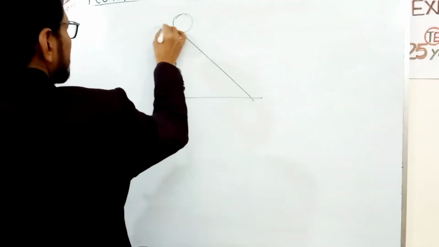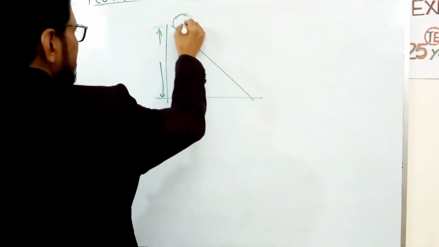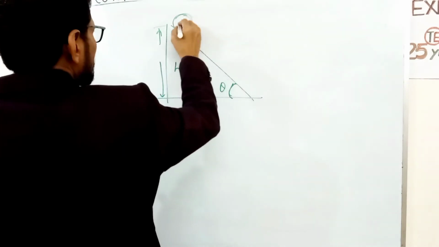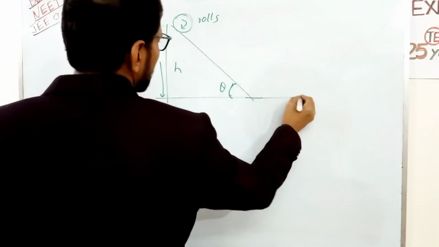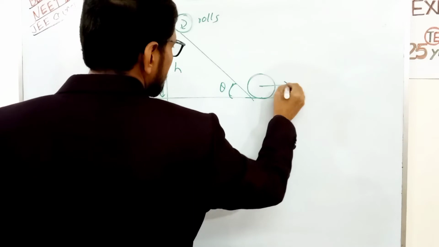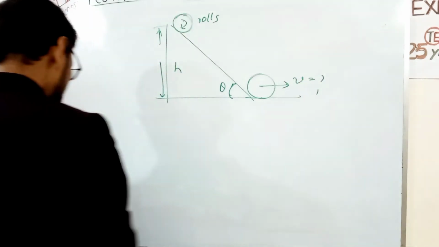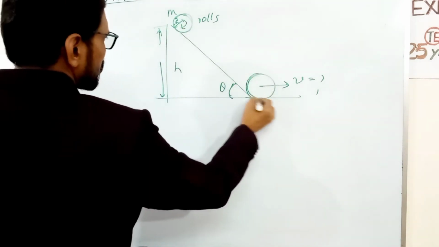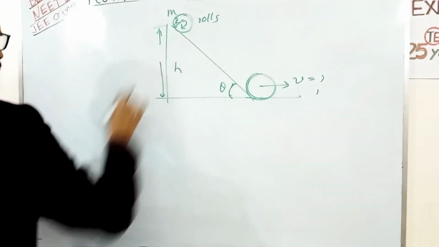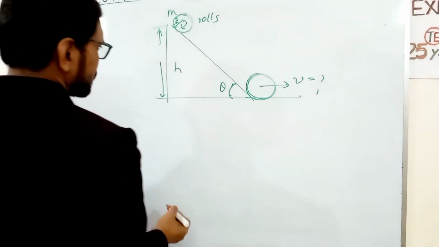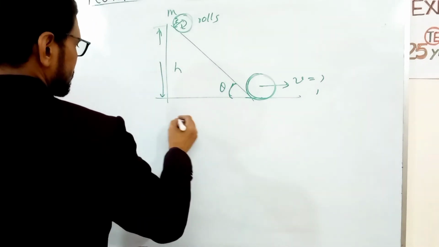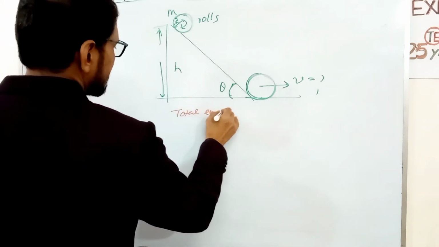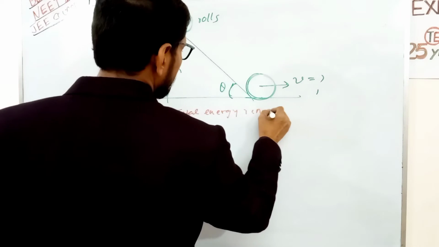Suppose this is a height h. A sphere or ball of mass m and radius r is released from this plane whose inclination is theta. Now it rolls. What is the velocity when it reaches the bottom? Here we have to apply mechanical energy. Total energy remains constant.